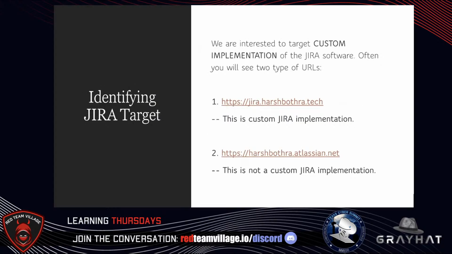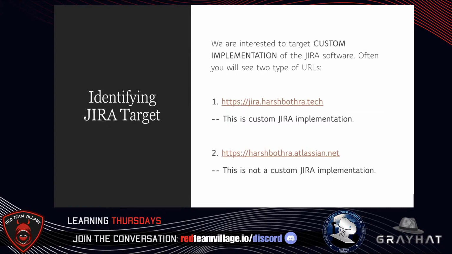It is really essential to understand that not all JIRA targets are vulnerable, or not all JIRA instances are of our interest, right? So we are particularly interested in the custom implementation of the JIRA software. Often you will see something like, let's say, harshbothra.atlassian.net. This is not a custom JIRA implementation. This is something hosted on Atlassian's site only, and usually these are up to date.